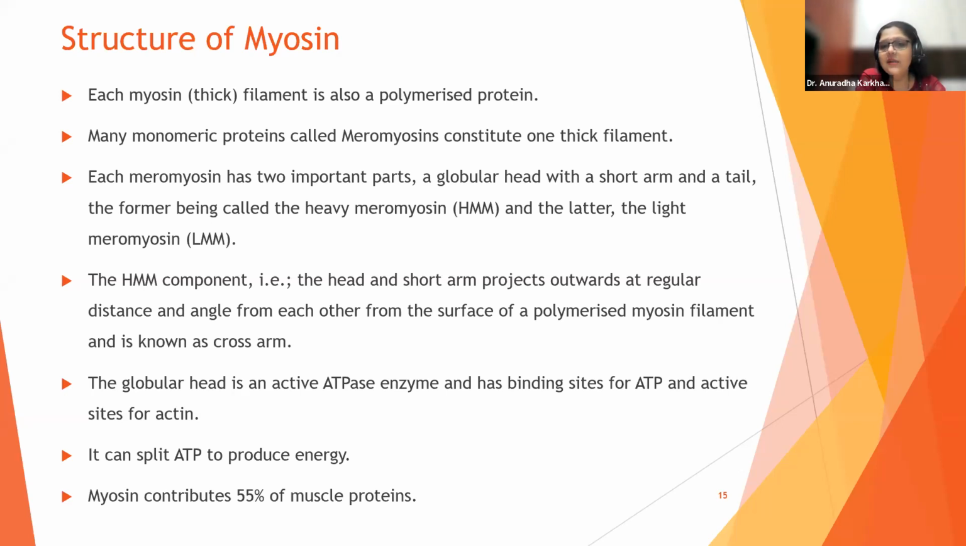The HMM component, that is the head and the short arm, projects outwards at regular distance and angle from each other from the surface of the polymerized myosin filament and is known as a cross arm. Please remember this word cross arm, because there is a difference between two words which are very close to each other, cross arm and cross bridge. So this is going to be known as what? Cross arm. Cross arm is a part of the myosin molecule, rather meromyosin molecule.